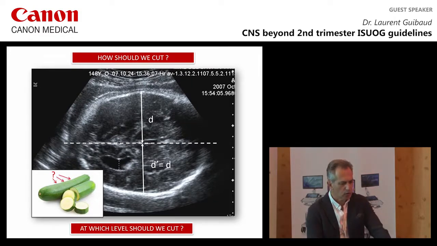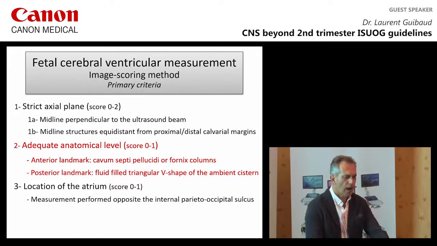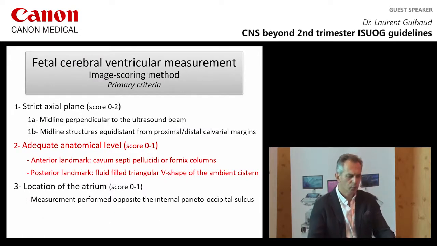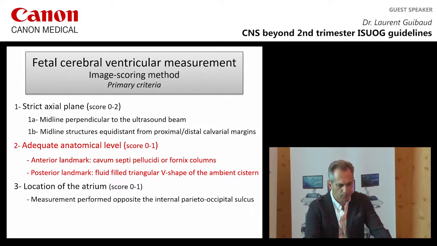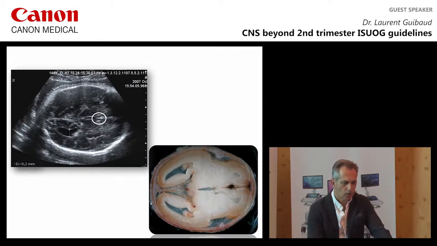But at which level should we cut it? In that case, you should have adequate anatomical level. You should have 2 landmarks, one anterior, which can be cavum septum pellucidum or fornix columns, and one posterior landmark, which is the fluid-filled triangular V shape of the ambient cisterna. This is the anterior landmark, and this is the posterior one. You see that you have CSF here between the 2 internal borders of the occipital hemisphere, or lobe, sorry, and this is, in fact, what we call ambient cisterna. And it's a V shape.